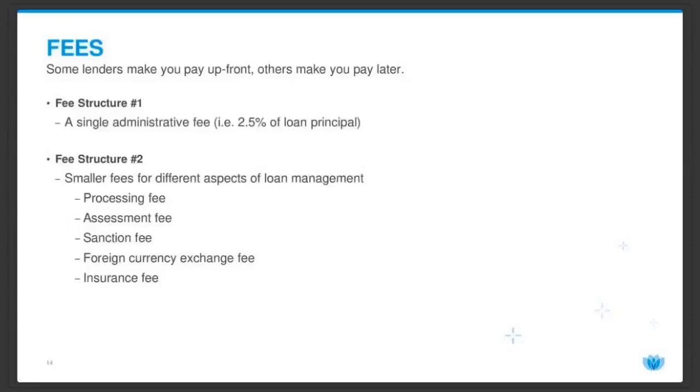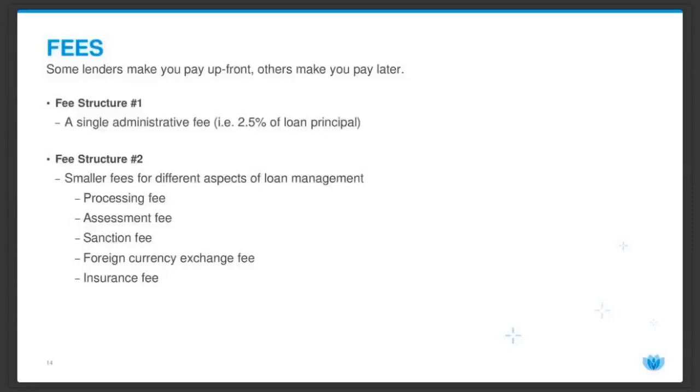Now, suppose you take a loan in a different currency than your country or school accepts, that is, it could be US dollars or Euros, etc. Then you will incur some foreign currency charges as well. Then comes your insurance fee. There are a few lenders who also give insurance, so there definitely will be an insurance fee. All these will be clubbed together as one fee structure.